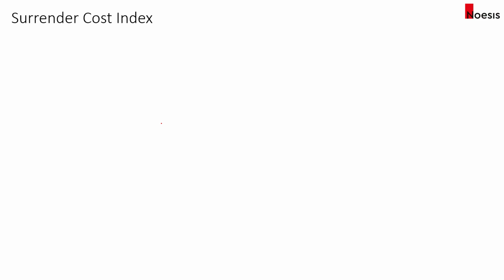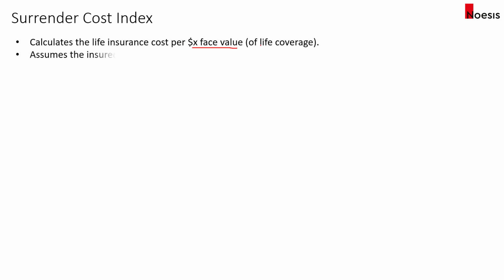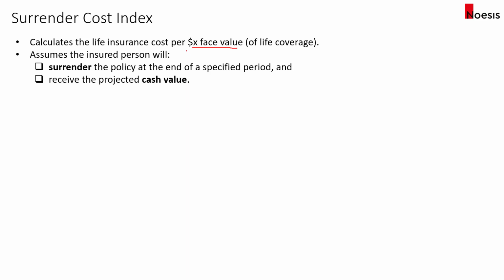The surrender cost index is also calculating the life insurance cost per X dollars of face value based on the life coverage. So it assumes that the insured person will surrender the policy at the end of a specified period, and at the end of that period, the insured person will receive the projected cash value.